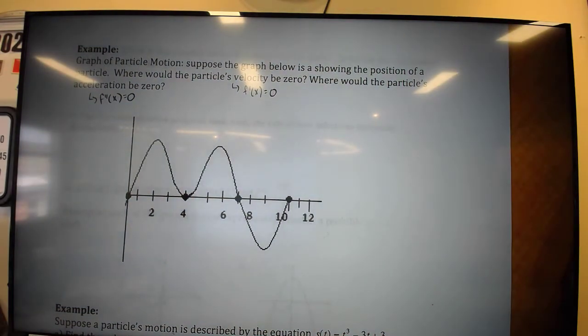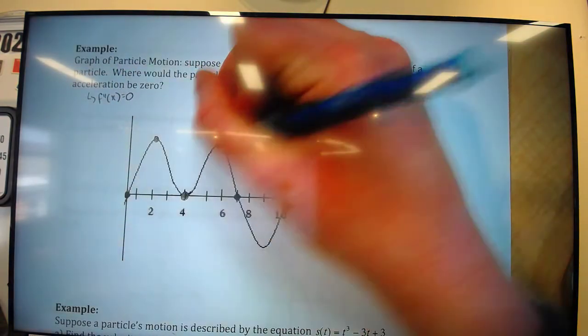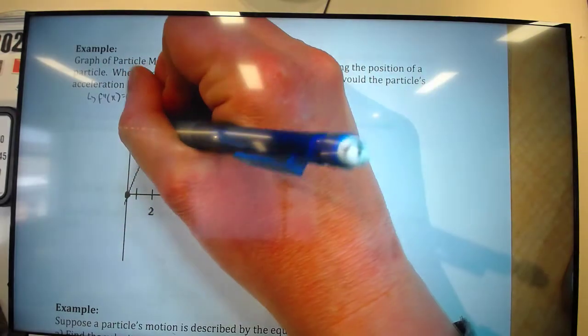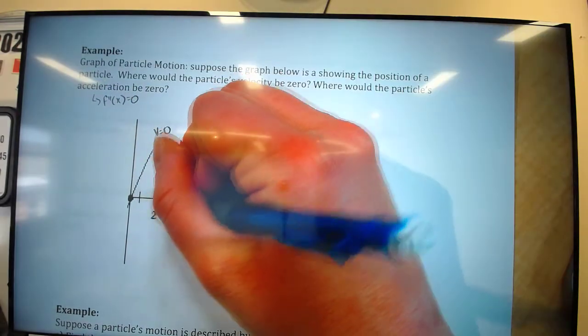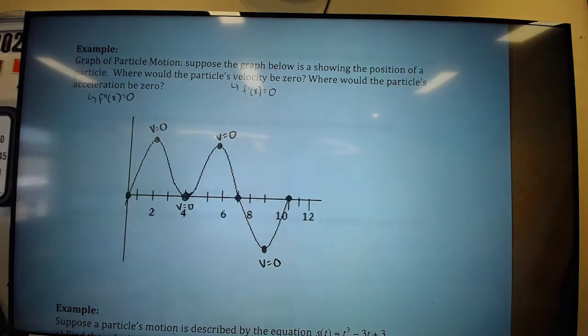Okay, so the first things that we can do are our max min points, right? So here, here, here, here, we're going to have velocity equals 0, velocity equals 0, velocity equals 0, velocity equals 0.